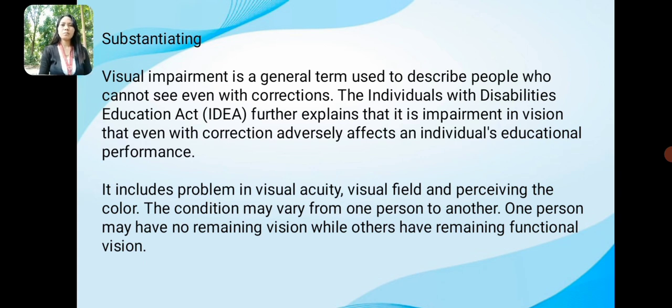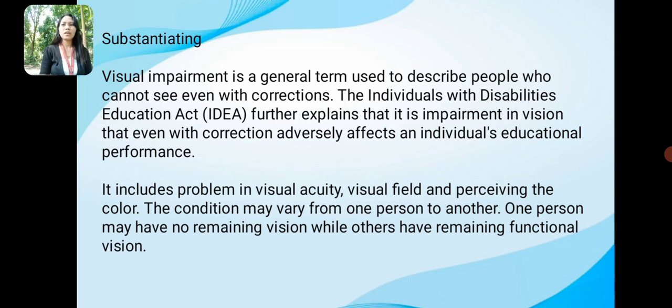So this passage explains that visual impairment is a broad term used to describe individuals who have difficulty seeing even with corrections. So the Individuals with Disabilities Education Act, or the IDEA, defines it as a visual impairment that negatively affects a person's educational performance.